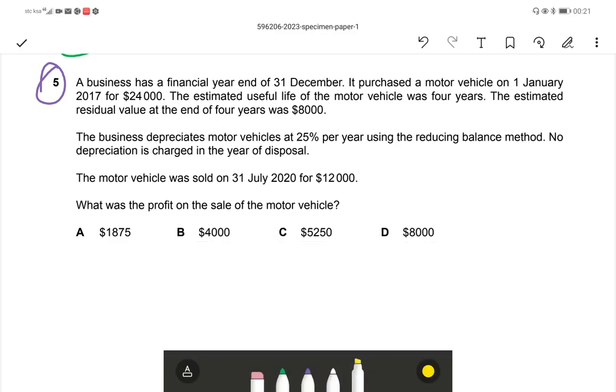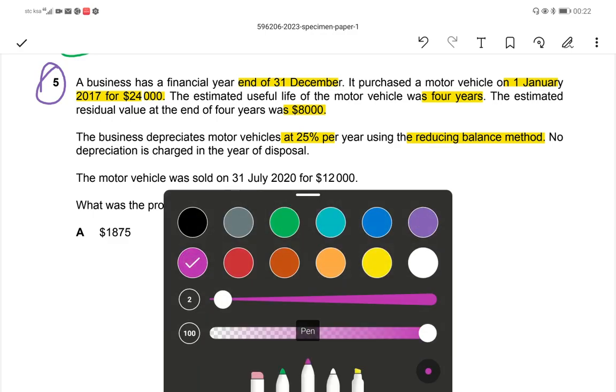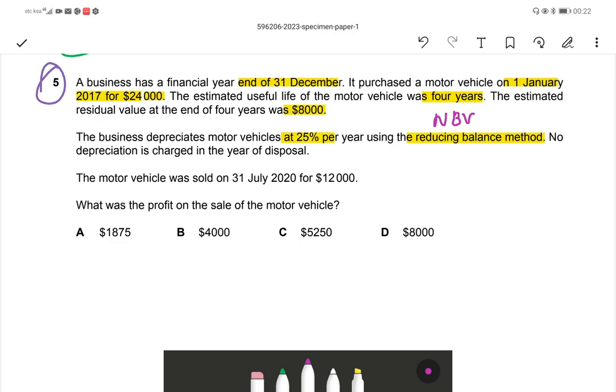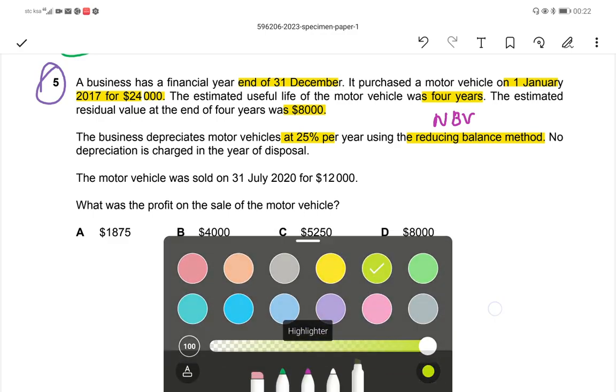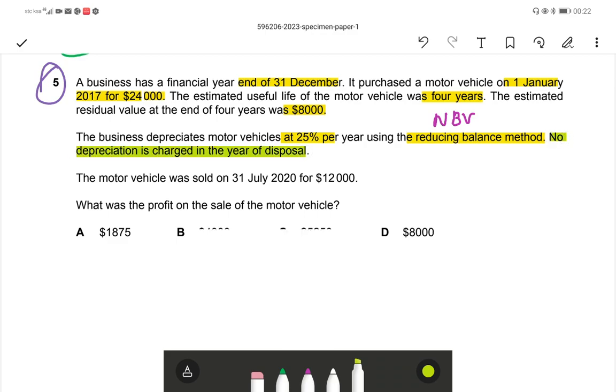Next, question number 5. A business has a financial year end of 31st December. It purchased a motor vehicle on 1st January 2017 for 24,000. The estimated useful life is 4 years, residual value 8,000. The business depreciates the motor vehicle at 25% using the reducing balance method. Reducing balance method means calculating the depreciation on net book value. No depreciation is charged in the year of disposal. The motor vehicle was sold on 31st 2020 for 12,000. What was the profit on the sale of the motor vehicle?